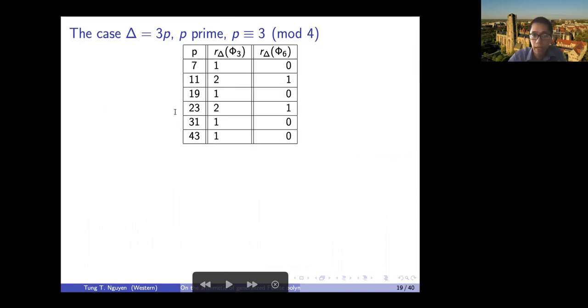So now I give a table for further values of p. For p in the range from 7 to 43, the multiplicities of phi3 and phi6 are given by these tables. Maybe I want to pause a moment if people want to make some predictions about the multiplicity here. So I will pause a moment. If you find any patterns, please speak out. Otherwise, we continue.